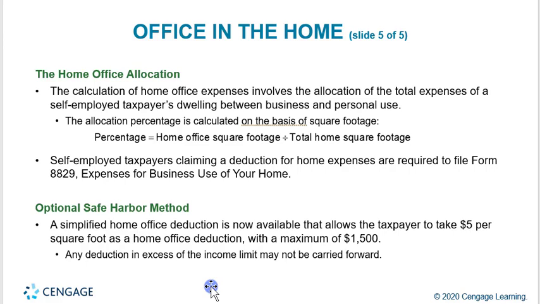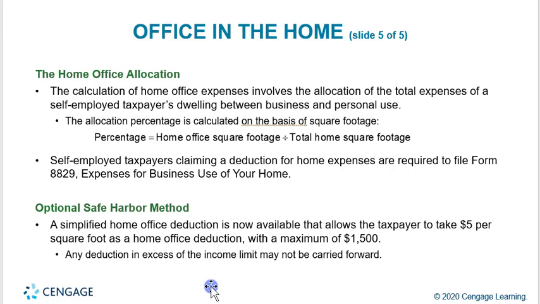Home office allocation. The calculation of home office expenses involves the allocation of the total expenses of a self-employed taxpayer's dwelling between business and personal use. And so the allocation percentage is calculated on the basis of square footage. Percentage equals the home office square footage divided by the total home square footage. Self-employed taxpayers claiming a deduction for home expenses are required to file Form 8829, Expenses for Business Use of Your Home. Basically, they're going to make you divide out the percentage to find the square footage that you're actually using in your home, and that's the percentage you're going to use against the expenses of your home.